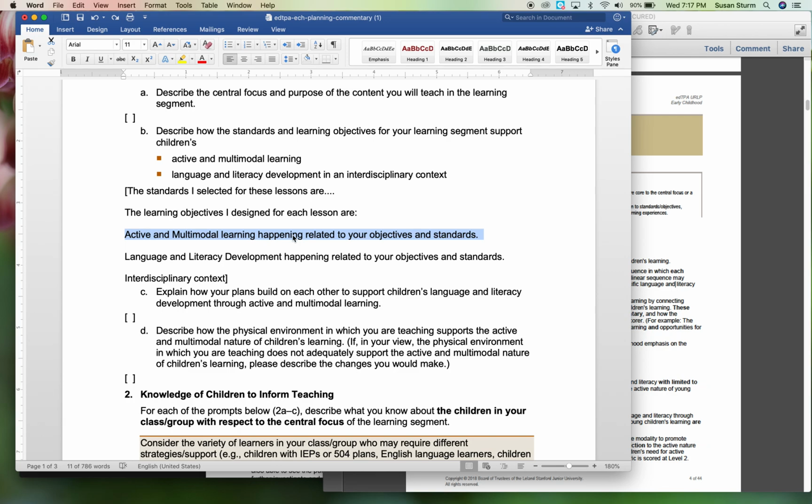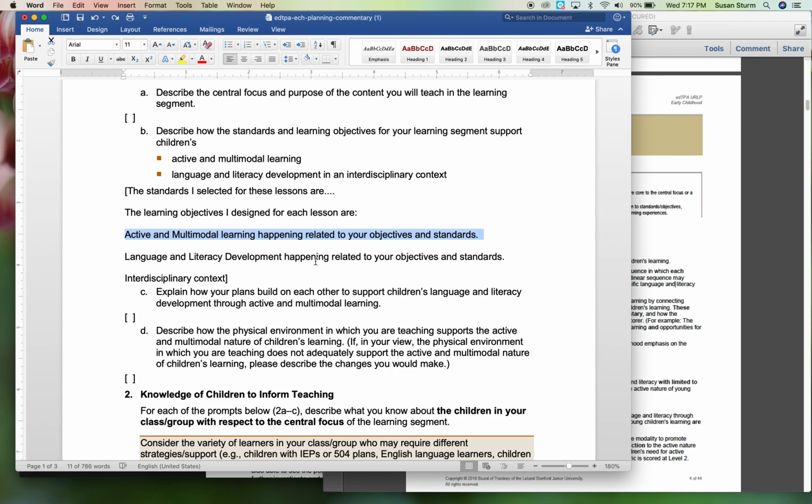And then multimodal might be, later in lesson 3, I asked the students to help me with a shared writing experience where I was modeling for them how writing would sound from an adult, or from a fluent writer, and then they got to do that later in their lesson on their own in independent writing. So the multiple modes are shared writing versus independent writing. The active is that game where they're physically moving. So those are just a couple of examples.